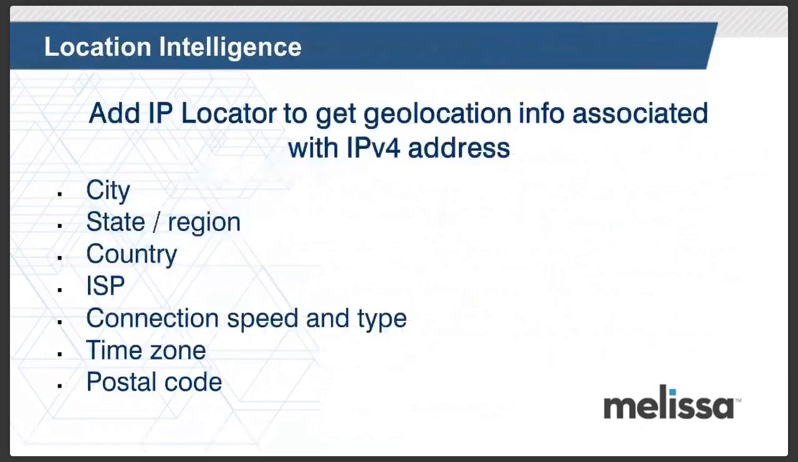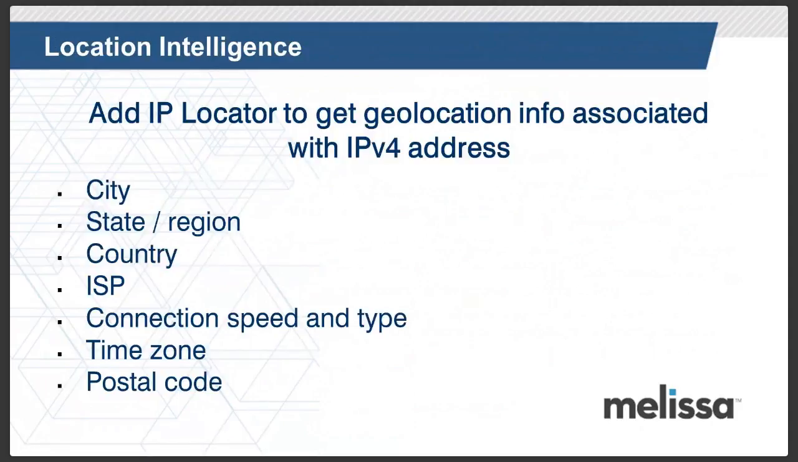So we have a service called IP Locator, and you use this to get geolocation info associated with an IP address. So given an IP address, you can figure out the state, city, country, the ISP, the connection speed, and type. So this is information about the internet service provider associated with the IP address. And then you also get time zone and postal code information. So using something like IP Locator would be useful.